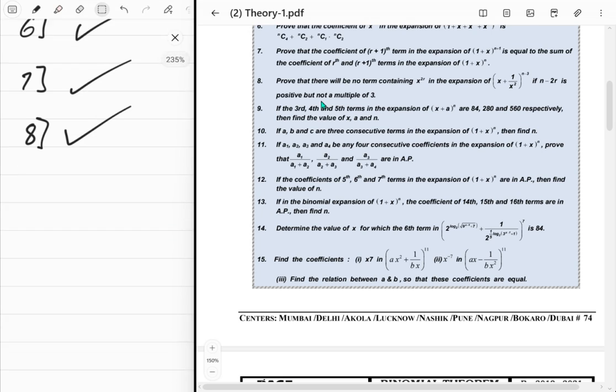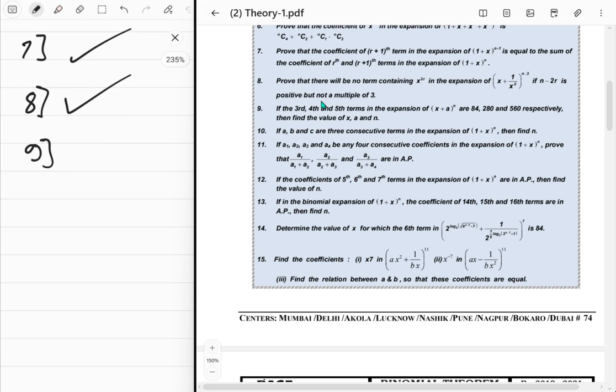9th, if the third, fourth, fifth term in the expansion of (x plus a) power n are 84, 280, 560 respectively, find the value of x, a, and n. Oh, okay. So wait, what? X also has a, okay. I mean, at this point, it's just terminology, because why would you want to expand something that already has values put into it? But fine, let's just do it.